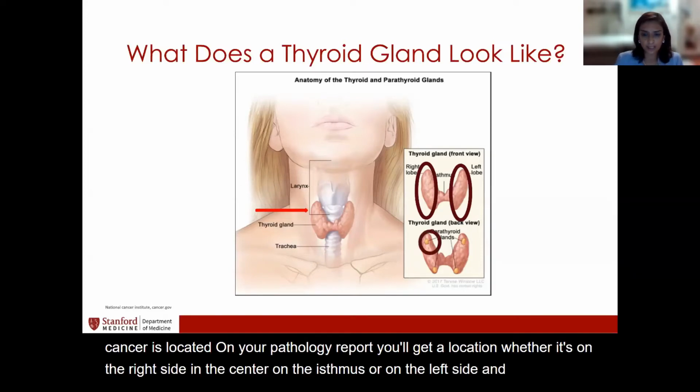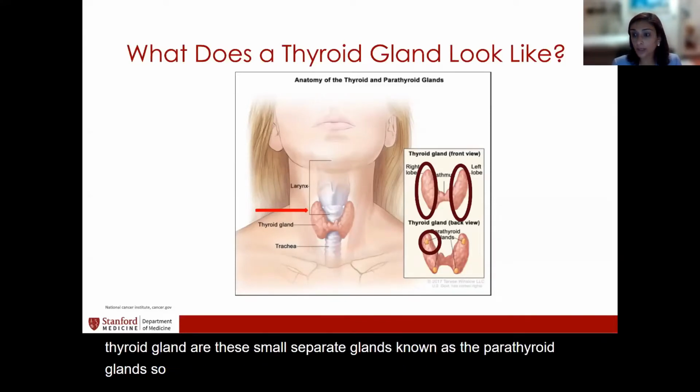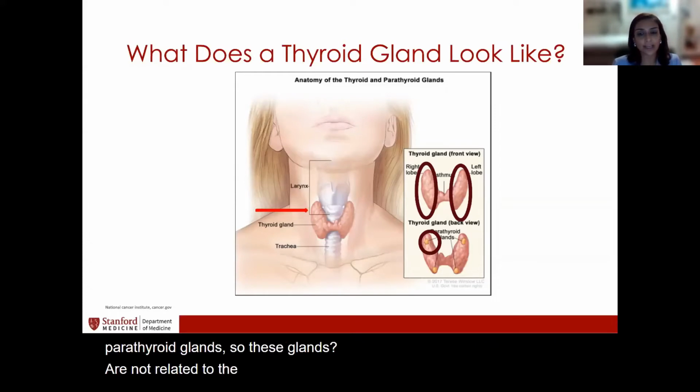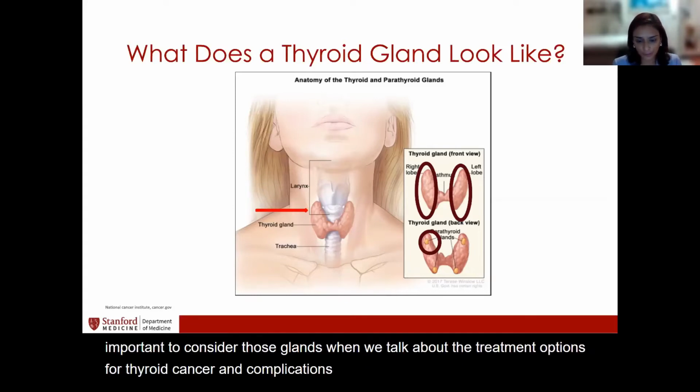Also near the thyroid gland are these small separate glands known as the parathyroid glands. So these glands are not related to the thyroid directly. They control calcium levels. So it will be important to consider those glands when we talk about the treatment options for thyroid cancer and complications that can occur from those treatment options.